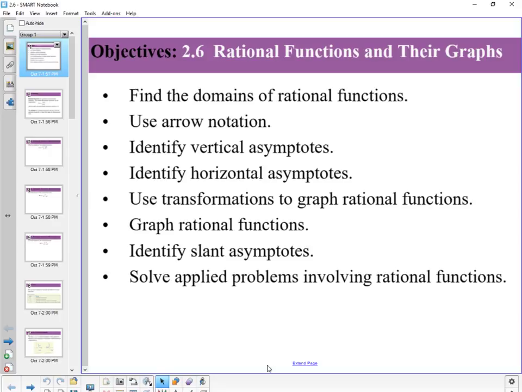Rational functions and their graphs. So a couple things that we're going to do with that. We're going to find their domains and use the arrow notation. We're going to look for some asymptotes, vertical and horizontal, and maybe some oblique, if that's in there, it might not. Transformations, graphing them, side asymptotes. And then solve applied problems.